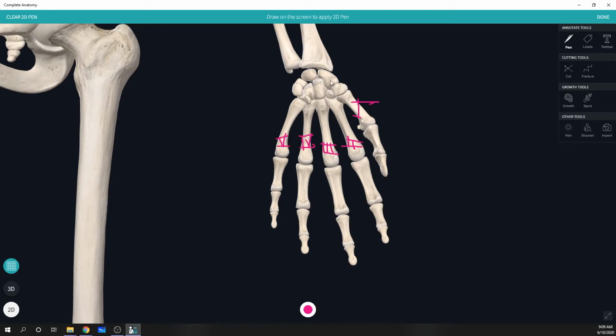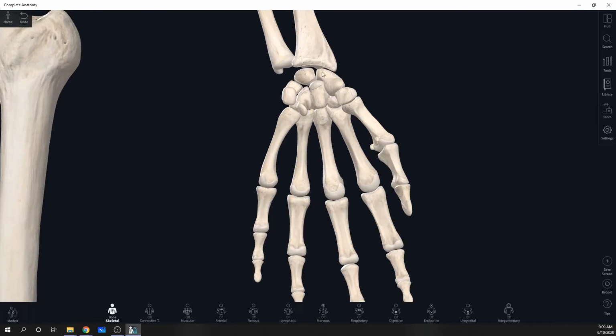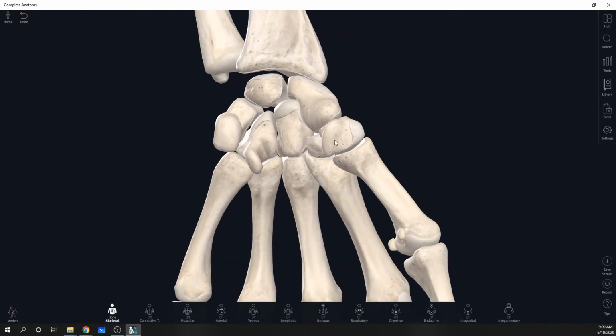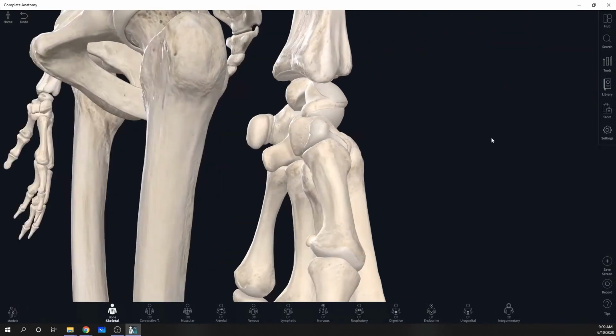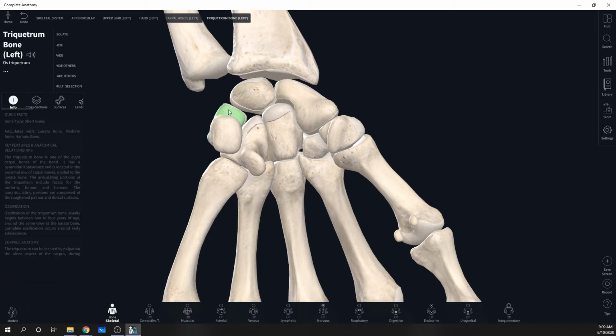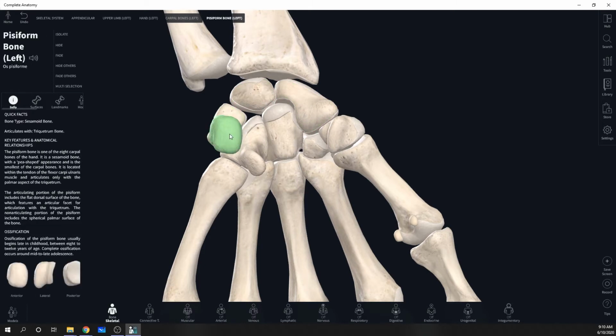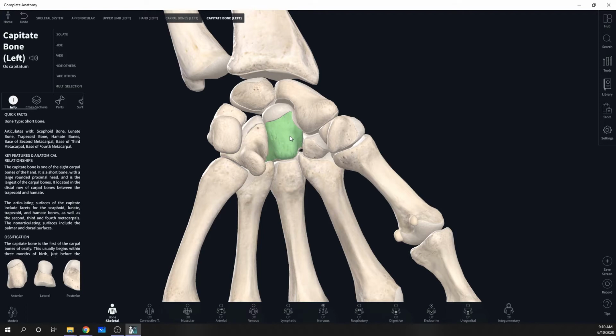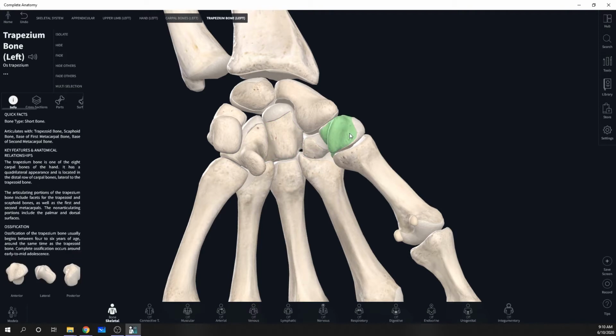Let's take a look at the individual carpals now. If we zoom in, you can see that the carpals are multiple bones that make up the wrist. Starting at this large S-shaped one, let's work our way through them. We have scaphoid, lunate, triquetrum, pisiform, hamate, capitate, trapezoid, and trapezium.